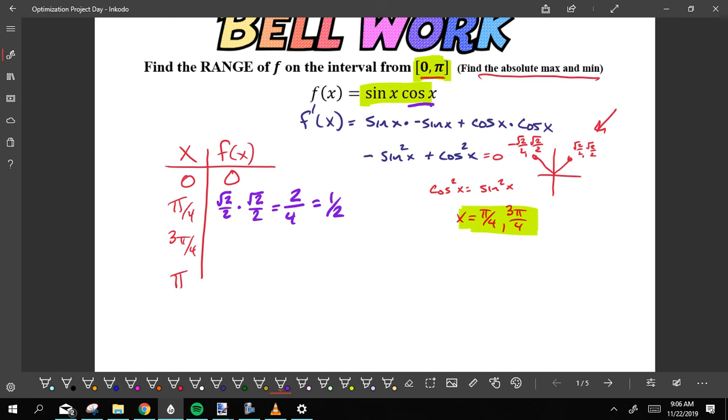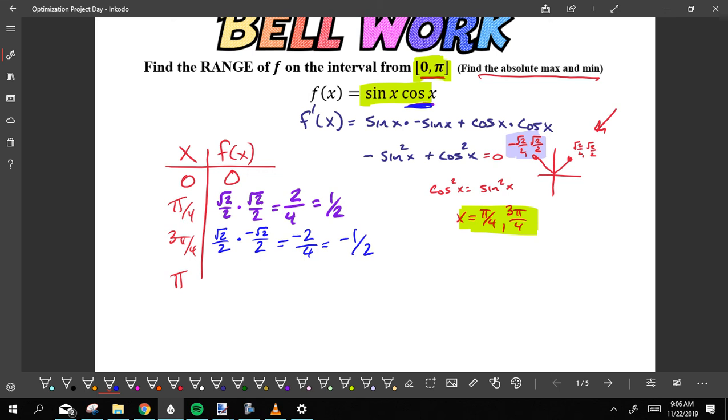I'm doing 3 pi over 4. So sine at 3 pi over 4. Again, know where 3 pi over 4 is. There's 3 pi over 4. Sine is going to be just radical 2 over 2. What's cosine at 3 pi over 4 going to be? Negative radical 2 over 2. I multiply, I get negative 2 all over 4. I get negative 1/2.